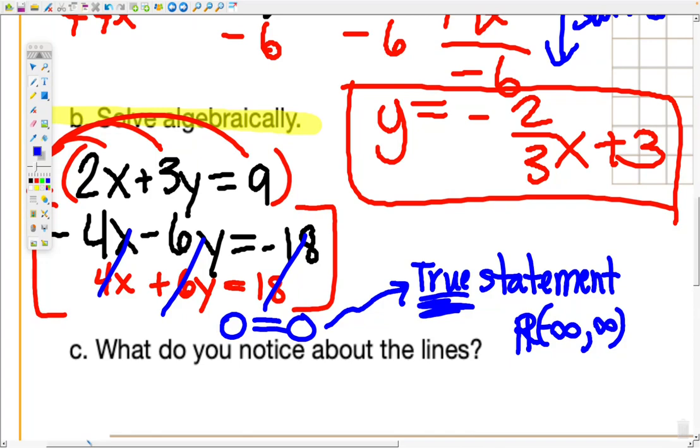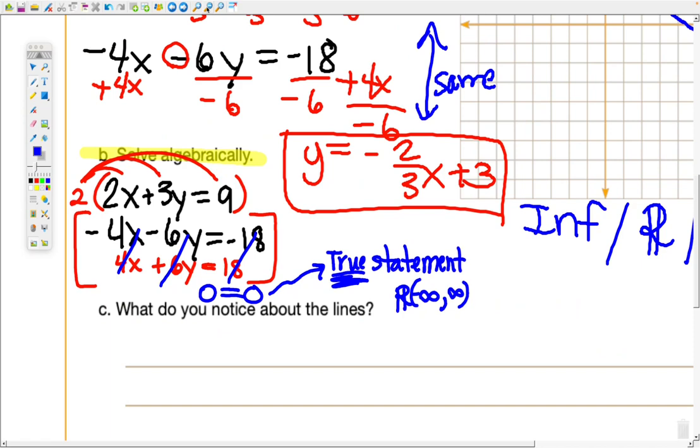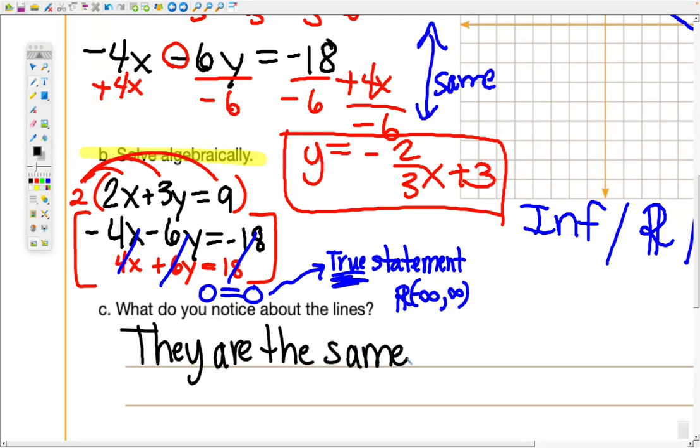Okay, so first, what do you notice about the lines, y'all? This is not a trick question. They're the same. Thank you. They are the same. Or if you said that they overlap, that's fine.